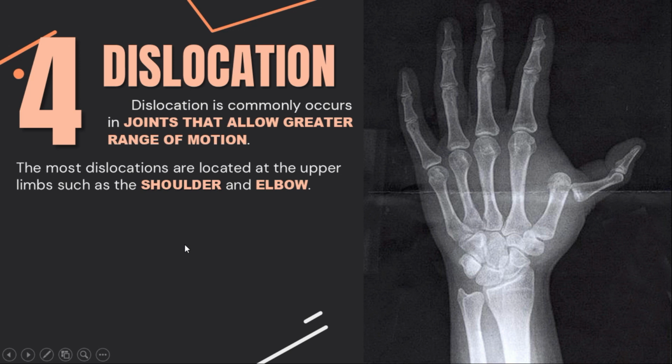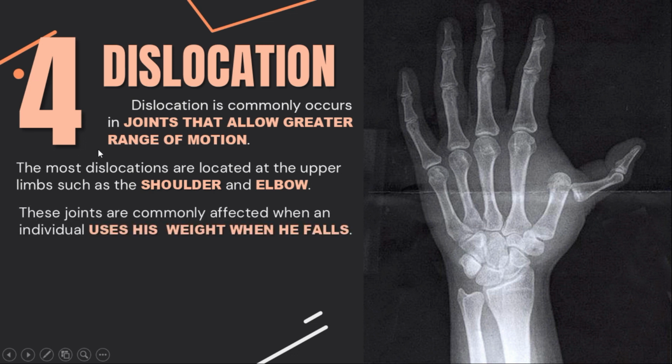Okay, so the most dislocations are located at the upper limbs such as the shoulder and elbow. And gano'n na rin sa mga fingers natin, nadi-dislocate din yan. Okay, pati yung knee, nadi-dislocate din yan, sa may gawing ankle, nadi-dislocate din siya. Pero kadalasan lang talaga yung most common cases natin is more on upper limbs. Sa shoulder at sa elbow talaga yung dislocation natin. So these joints are commonly affected when an individual uses his weight when he falls.